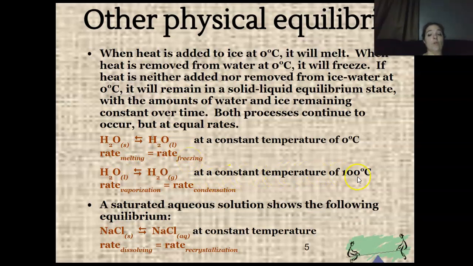At a constant temperature of 100, that's boiling, vaporization versus condensation, you've got the rate of vaporization equal to the rate of condensation. A saturated aqueous solution shows the following at equilibrium. So take salt versus aqueous salt, or salt water. The rate of dissolving equals the rate of recrystallization, so going back into that solid form at constant temperature.